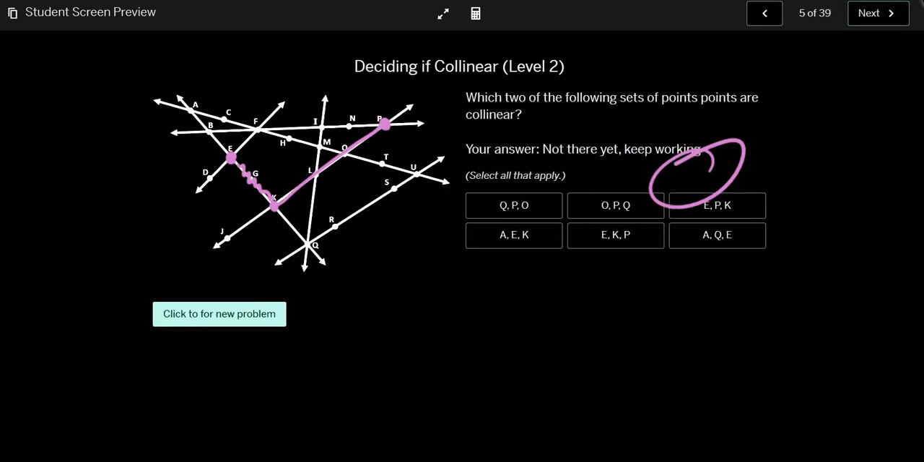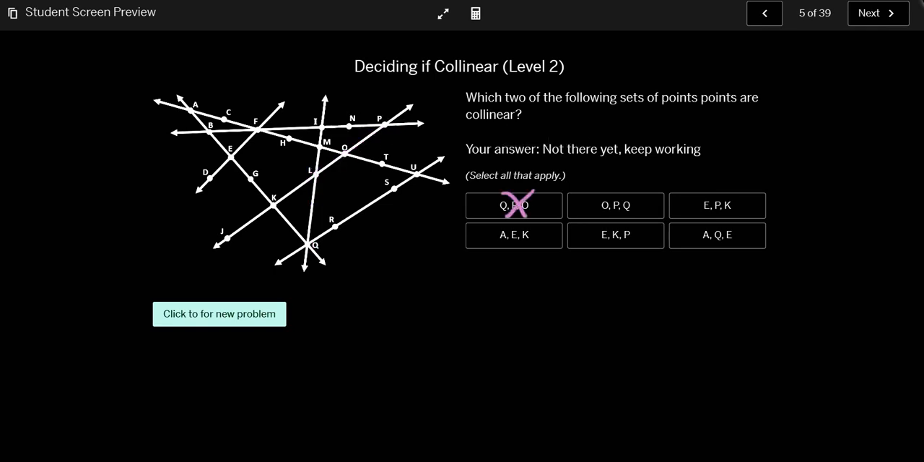As we look at a problem like this one, this is an example where instead of identifying whether what's given is collinear, we have a set of points presented and we have to decide which of them are the collinear sets. For each one, you just have to find them on the diagram and see if they form a line or not. So QPO is where we're going first. Q is down here, P is over here, and O is there. Obviously, that does not form a line, so QPO is out.